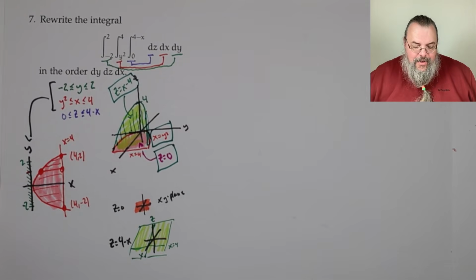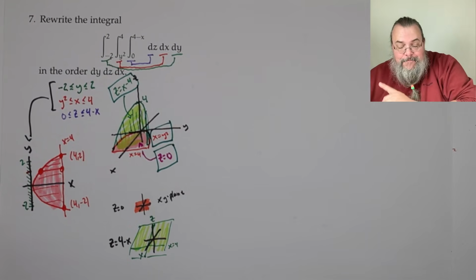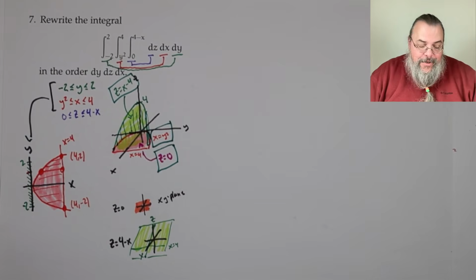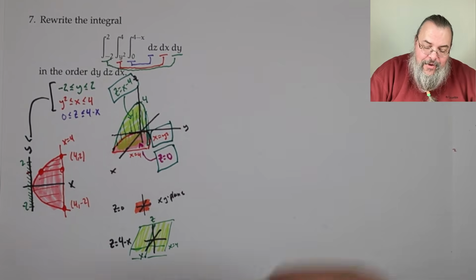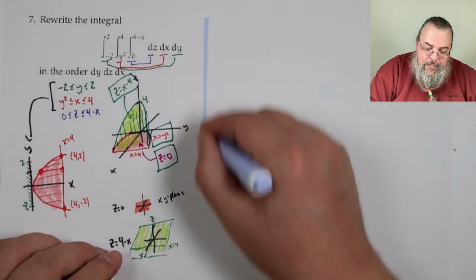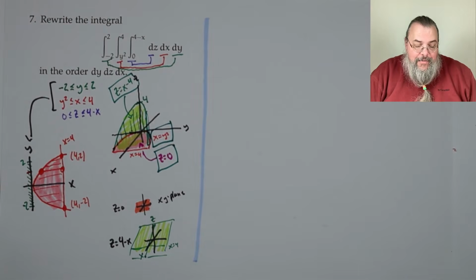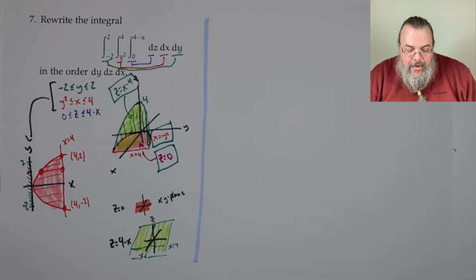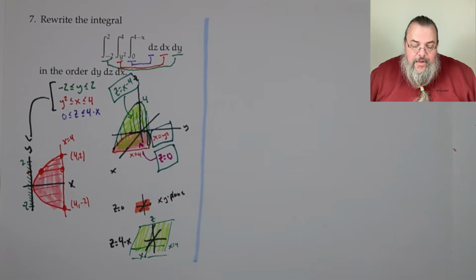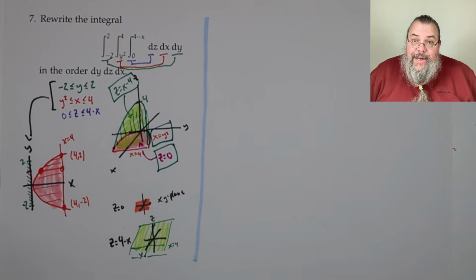All right. Whew. How you doing? You doing good? That's great. Because now we need to change our order. Okay, so we have our shape. So let's think about how we find our order. We're going to go in the order dy, dz, dx.